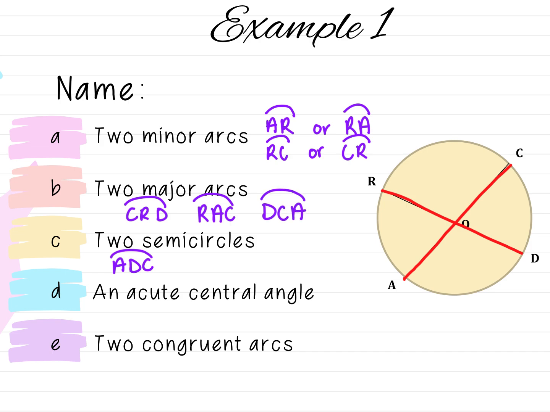Okay, that's another one. So we have one semicircle. Who could give me one more? CRA. Good. CRA. Arc CRA. All right, let's go ahead and name an acute central angle.